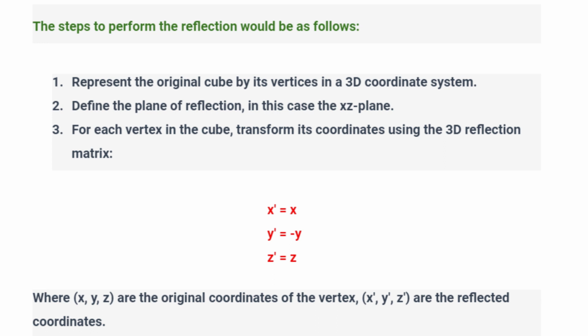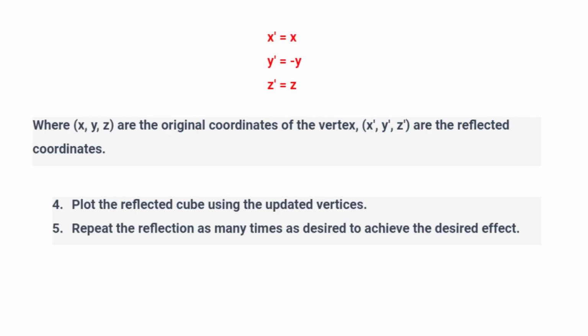X' is equal to x. Y' is equal to -y. Z' is equal to z, where x, y, z are the original coordinates of the vertex, and x', y', z' are the reflected coordinates. Plot the reflected cube using the updated vertices. Repeat the reflection as many times as desired to achieve the desired effect.